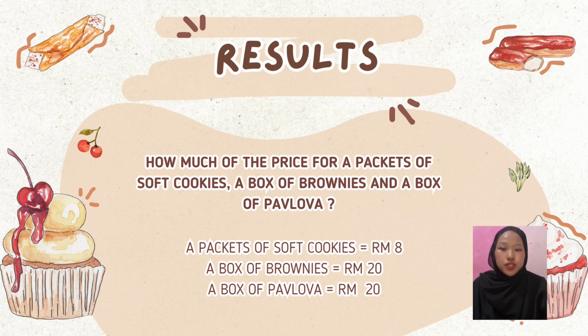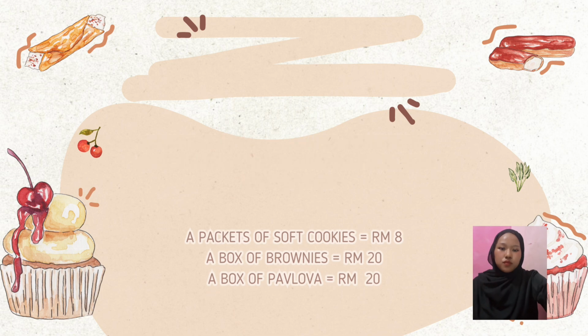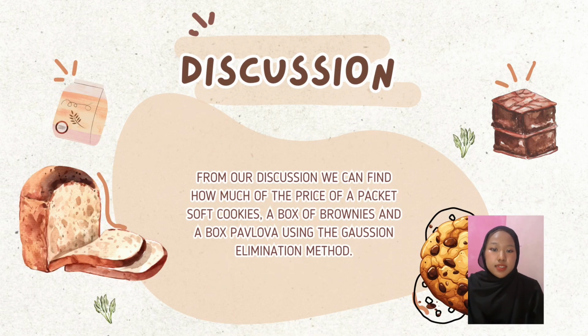As the result, after we solve the equations, we can find how much the price is for a packet of soft cookies, a box of brownies, and a box of pavlova. So a packet of soft cookies is actually RM 8 and a box of brownies is RM 30 and a box of pavlova is RM 20. From our discussion, we can find the price of a packet of cookies, a box of brownies, and a box of pavlova using the Gauss-Jordan elimination method.